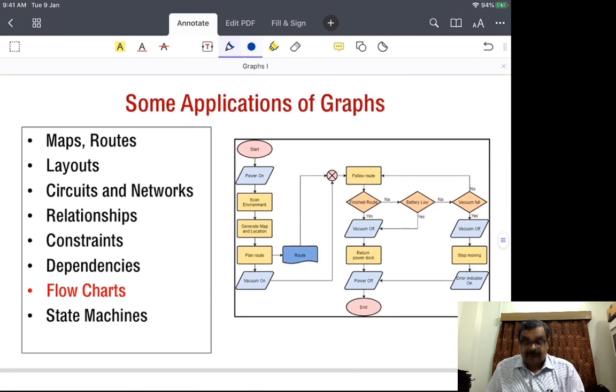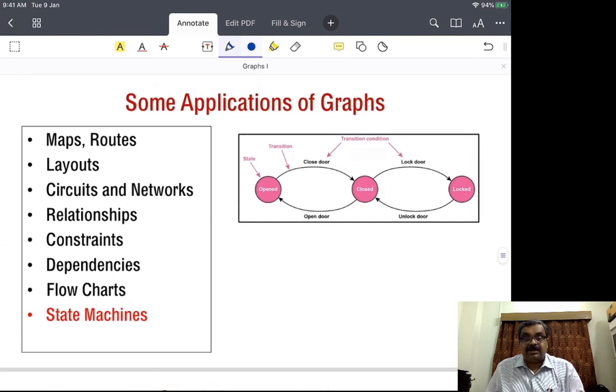All of you are aware of flowcharts. Flowcharts have various kinds of nodes, an execution node, a decision node, an input-output node, and so on and so forth. And these, as you can now see, will form a reasonable kind of directed graph.